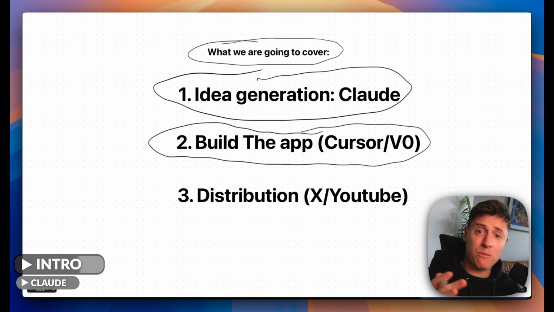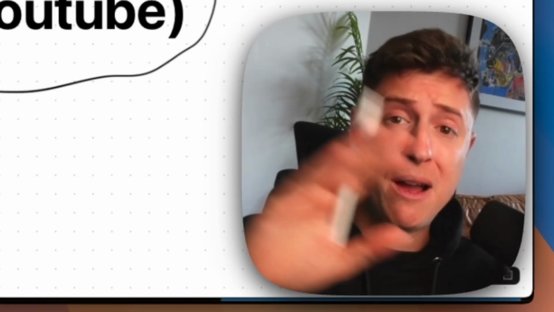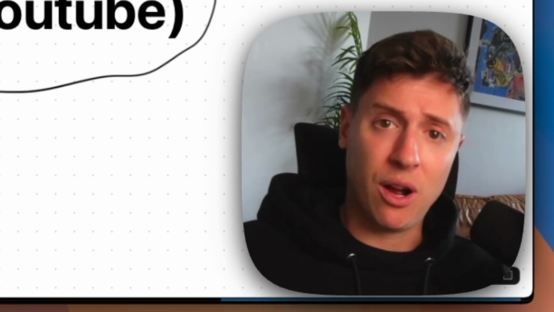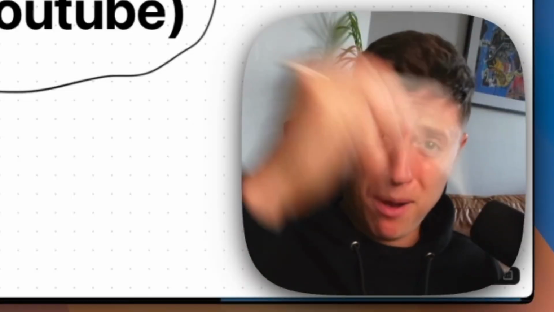Then lastly, we'll go through maybe the most important step of them all, which is distribution, to actually build a community around your ideas and your software so that you can start selling your solutions to your community. I'll show you how I built 220,000 followers over on Twitter and how you can use that to sell to your audience. Complete beginner's guide. Anyone should be able to follow along. Feel free to download the software as we go and do everything I'm doing. Let's buckle in and get into it.